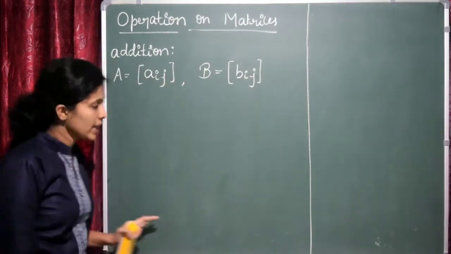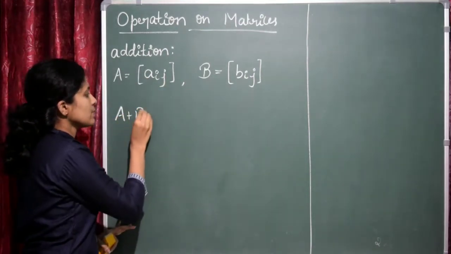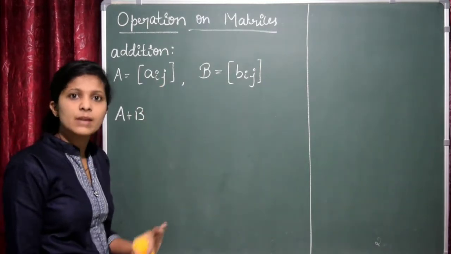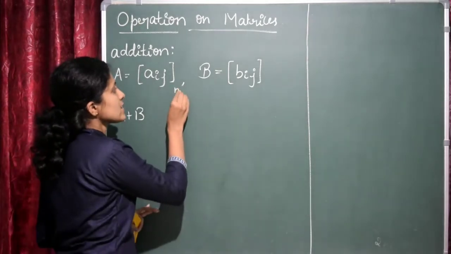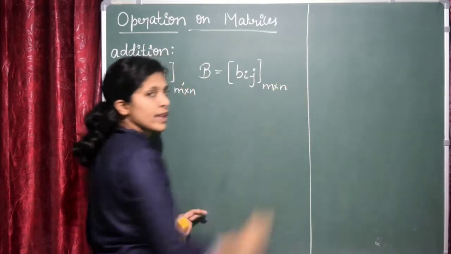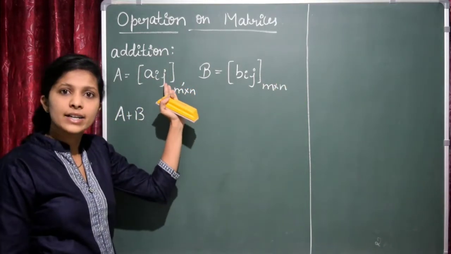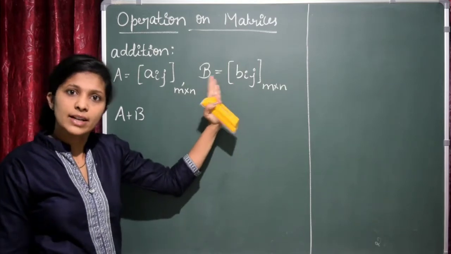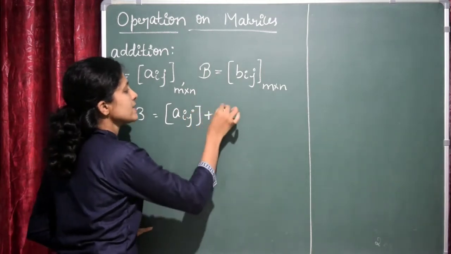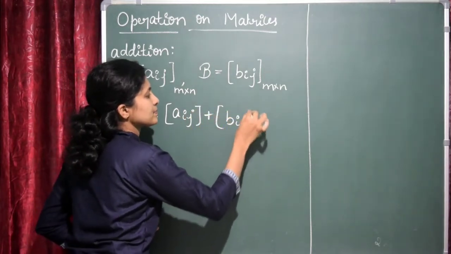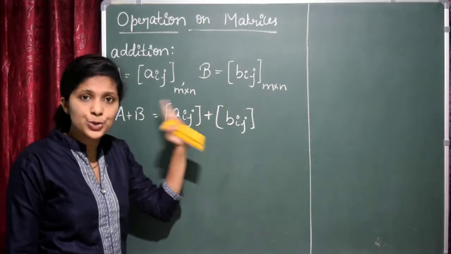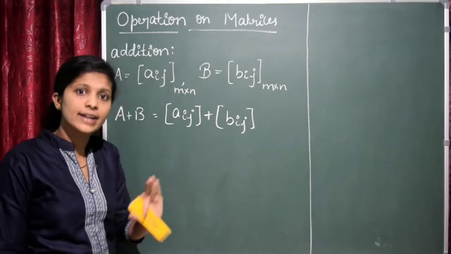So B is equal to Bij is another matrix. Addition of A and B, that is A plus B, is possible only when the order of A and B is the same. If the order is the same, then only you can add two matrices. If this is a matrix of order m by n, this should be a matrix of order m by n. Then for the addition you have to add the corresponding elements, that is Aij plus Bij. Is it clear? Addition is possible only when the order of the matrices is the same. Other than that, addition is not defined.